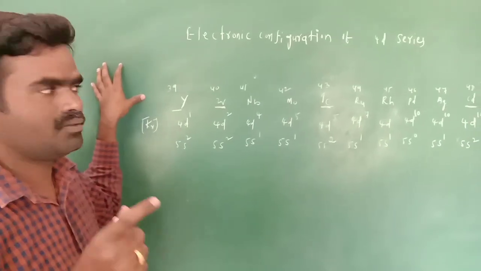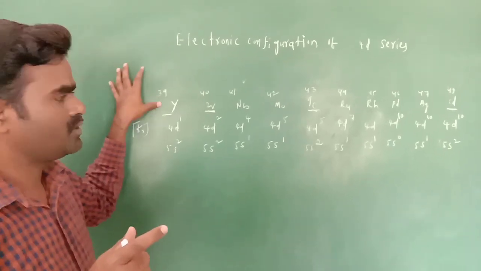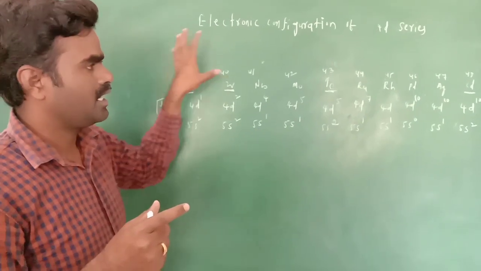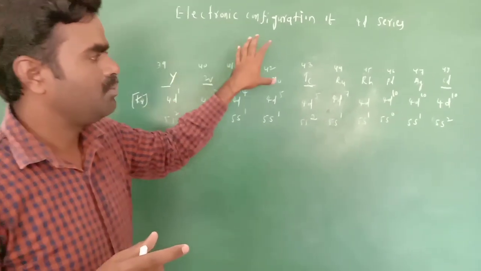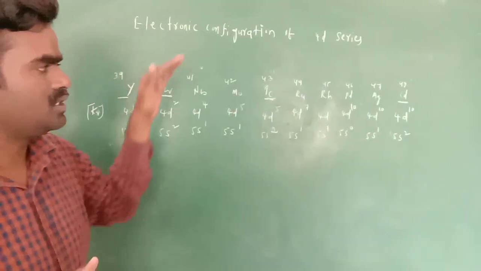Okay, electron configuration of the 4d series. The 4d series has 10 elements, starting with yttrium and ending with cadmium. Yttrium's atomic number is 39, cadmium's atomic number is 48. Yttrium 39, zirconium, niobium, molybdenum, technetium, ruthenium, rhodium, palladium, silver, cadmium are present in the 4d series.